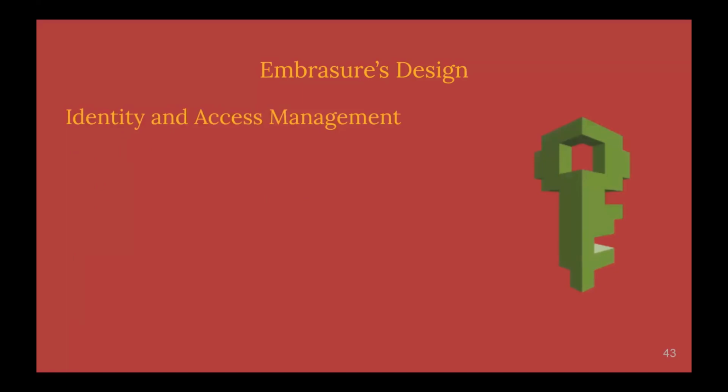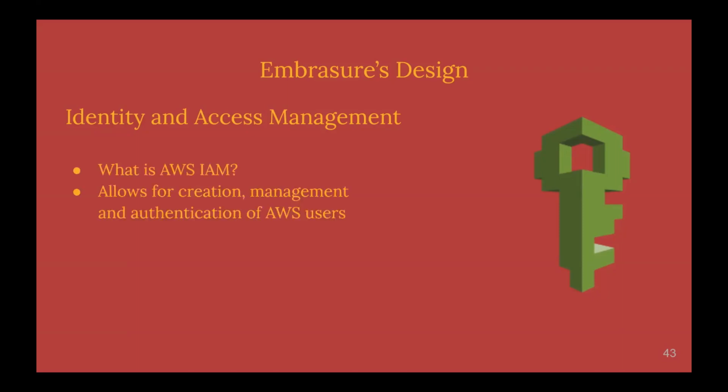User authentication is one of the most challenging aspects of security to get right. In Embrasure, authentication is handled by AWS's Identity and Access Management Service. IAM allows us to create, manage, and authenticate users within an AWS account. Each IAM user has a corresponding user account on the database. It is through this database user account that we can manage authorization for the user and what they are permitted to do on that database.